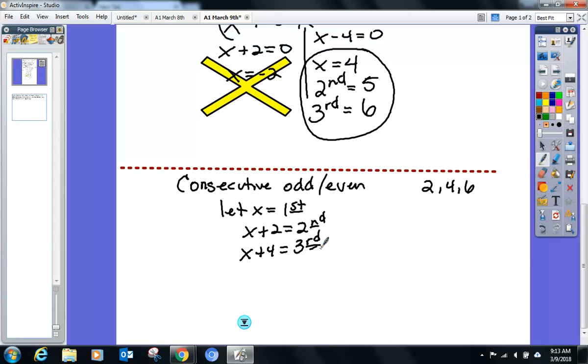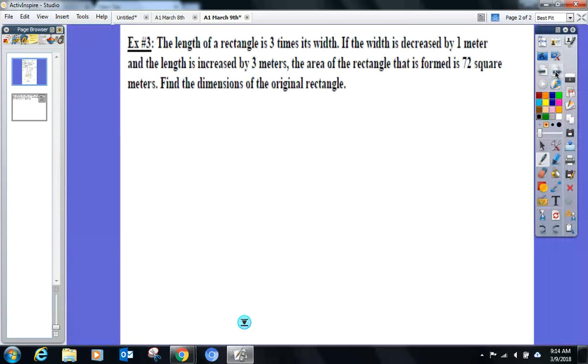And this is odd or even. Doesn't matter. If it asks for odd, here's my setup. If it asks for even, here's my setup. We okay? All right, so please remember that for this weekend, because I believe there is a consecutive, odd, or even one.